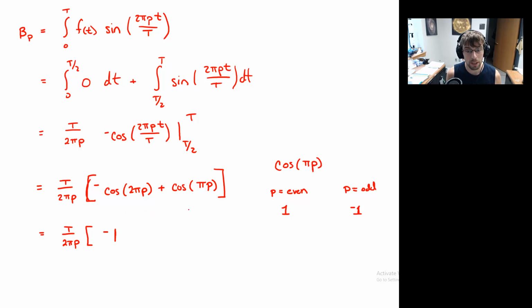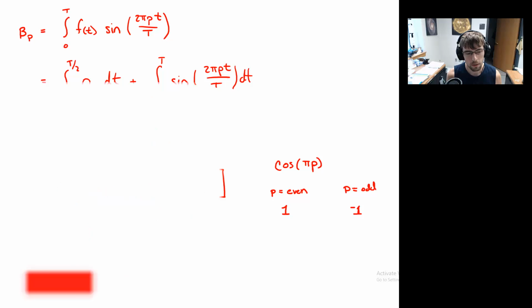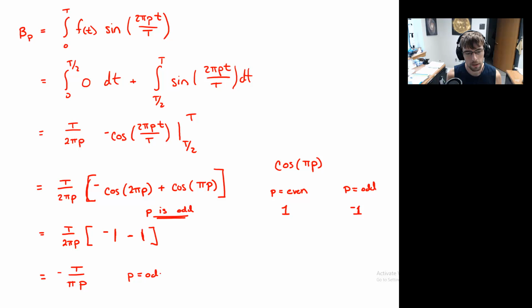So right here, we're going to add in a stipulation. We're going to say p is odd. Okay. We can see that if p is even, those terms disappear. You get negative 1 plus 1. Okay. So if p is odd, we get negative 1 minus 1, and we can keep going. So let's keep going. We'll say T over pi times p when p is odd.